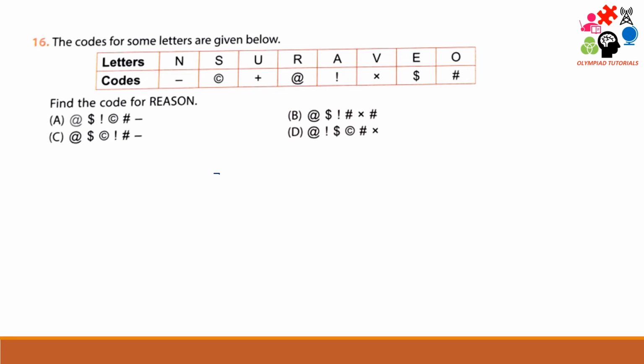So reason, R is given at the rate, E is dollar, A is an exclamation mark, S is a copyright sign, O is hashtag, and N is minus. So just examine all the options properly and you'll see option number A is your correct answer.